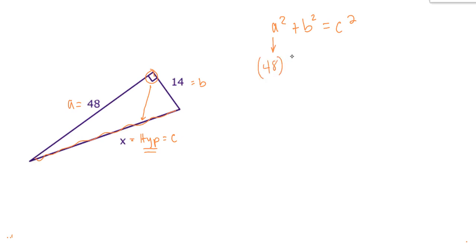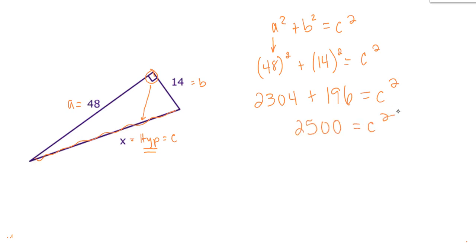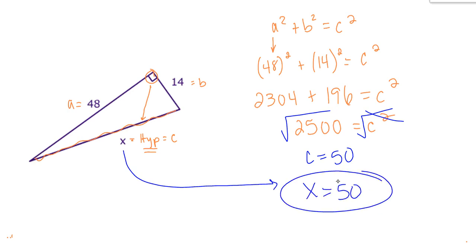See, that's going to be 48 squared plus 14 squared equals, I don't know, squared. Now 48 squared, 2,304, plus 14 squared, 196. And then we're going to add those together. It's 2,500. Of course, to get rid of the squared, you have to square root both sides. And we get that C is 50, which is, actually they called it X. Again, it really doesn't matter. What matters is that you got that X value right there.